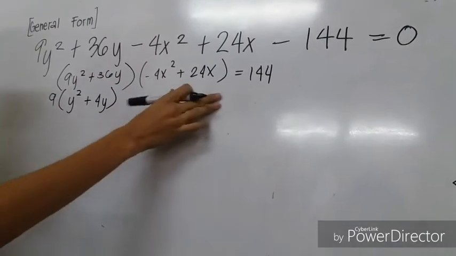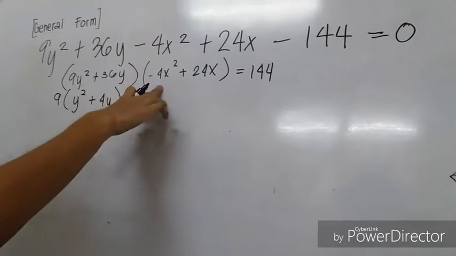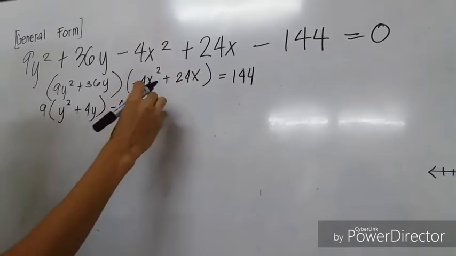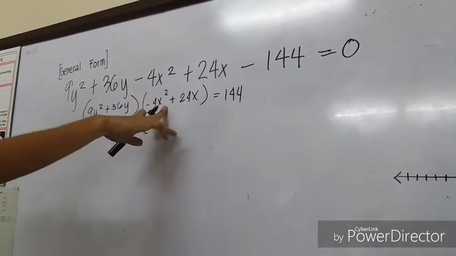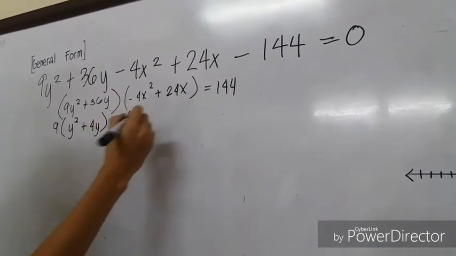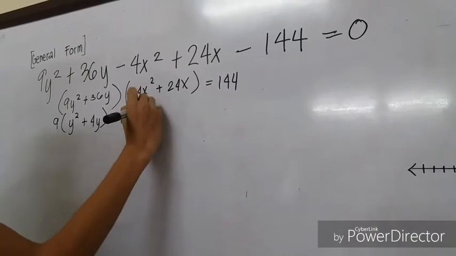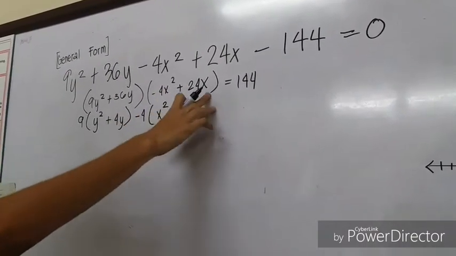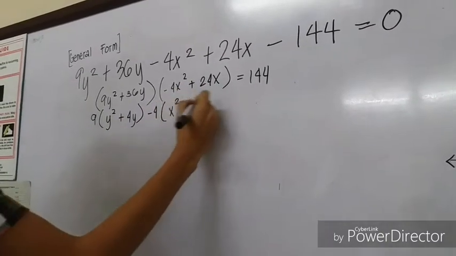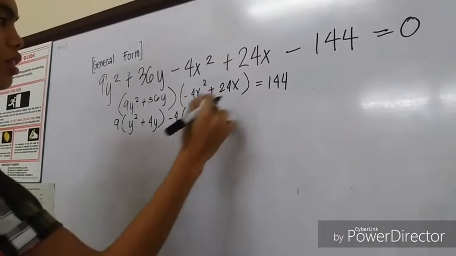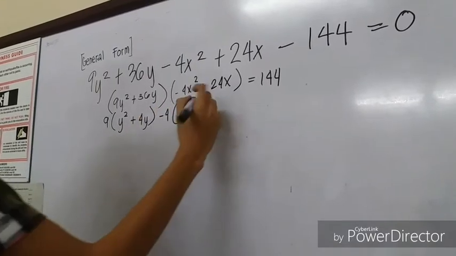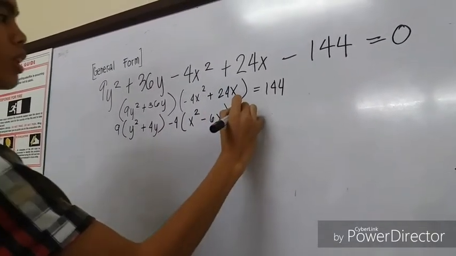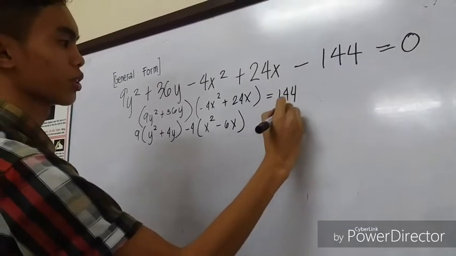Then for the next parenthesis, we could use the factor of negative 4. Then when we divide negative 4x squared by negative 4, we have positive x squared. And then when we factor out 24x by negative 4, since it is positive, we have negative 6 and copy the variable x. Then copy 144.